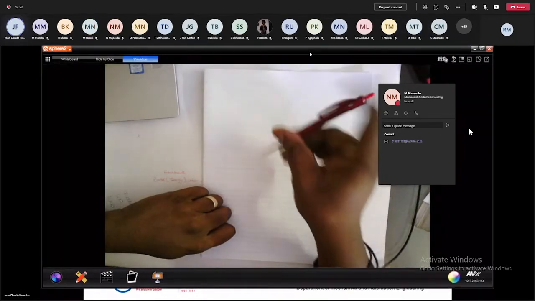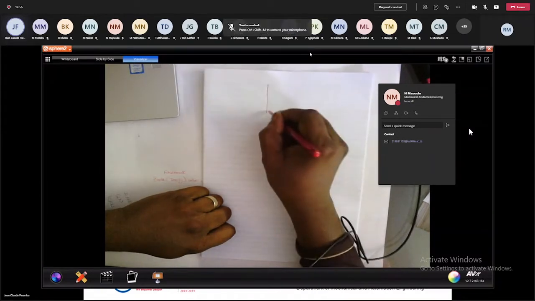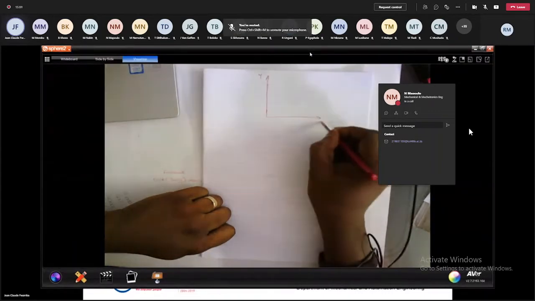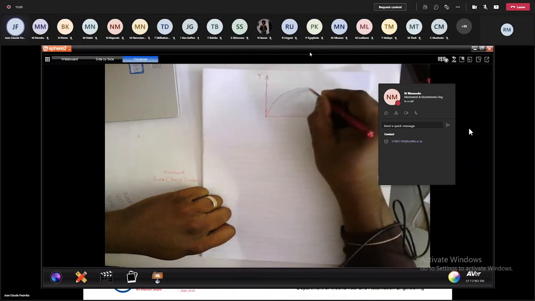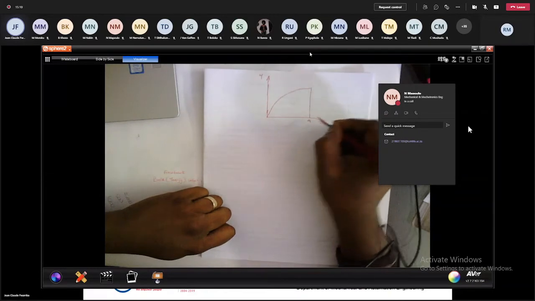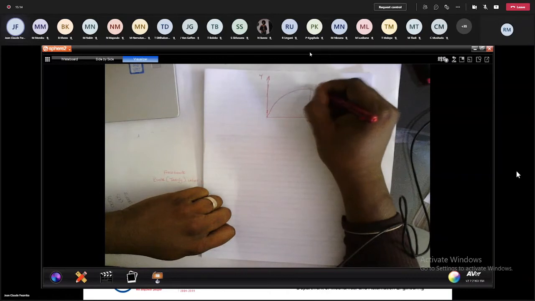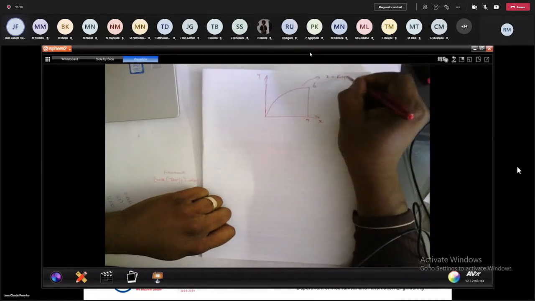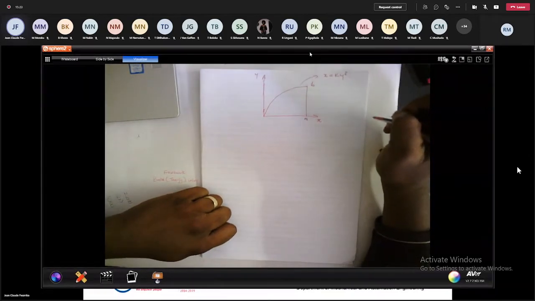I'll quickly try to redraw that area we're dealing with. So I've got my X and Y, and then I've got my curve, right? On my curve, that will be my limit A, 0 to A, that will be B. And the function was x equal to k y cubed.